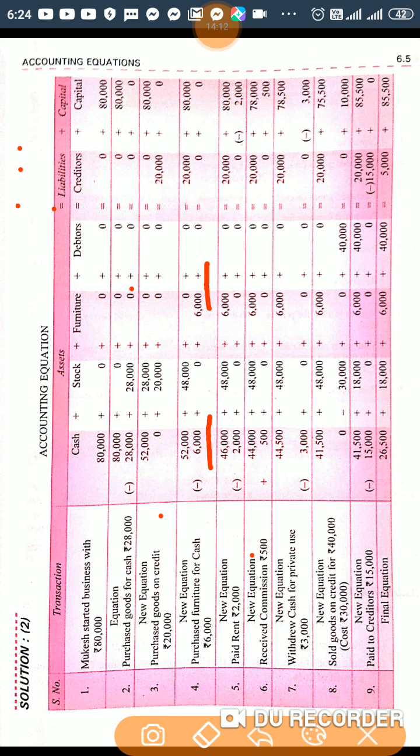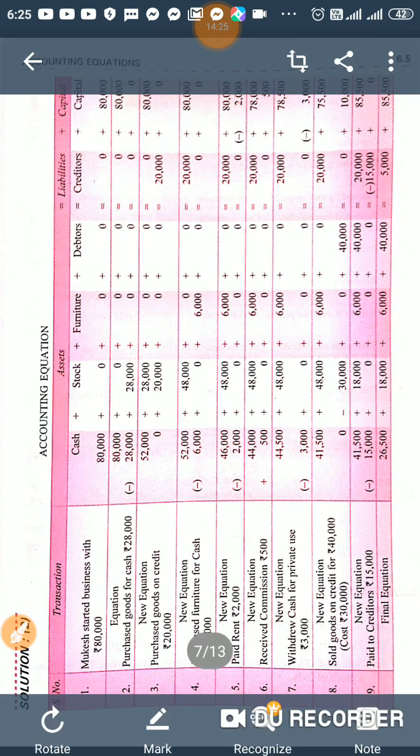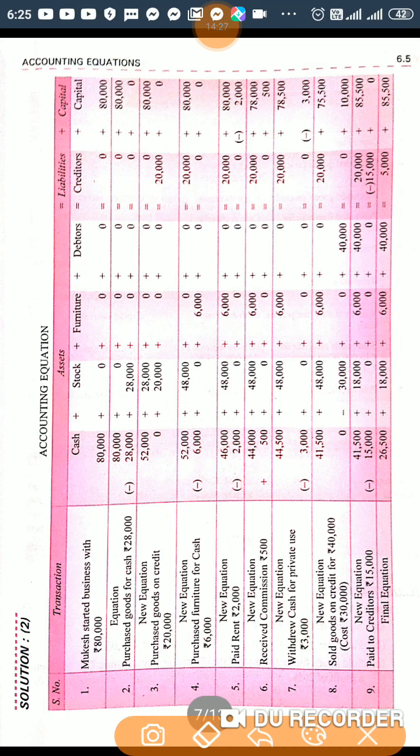Now next, seventh number, withdrew cash for private use rupees 3,000. Now drawing is involved and cash is involved. Cash is decreased by 3,000, so it should be deducted here. And at the same time, for drawings I have told you it should be deducted from the capital, so 3,000 is deducted from the capital.